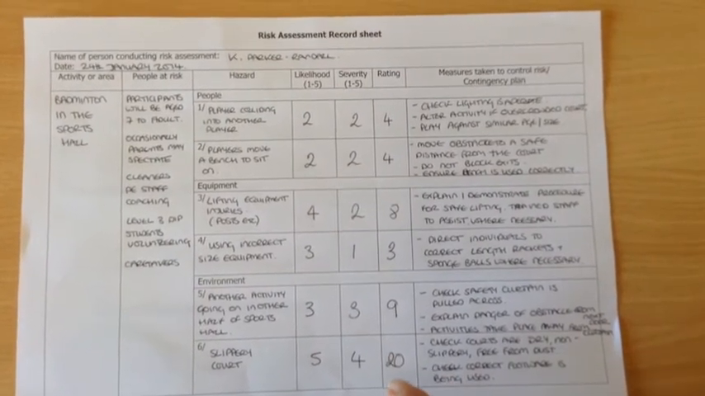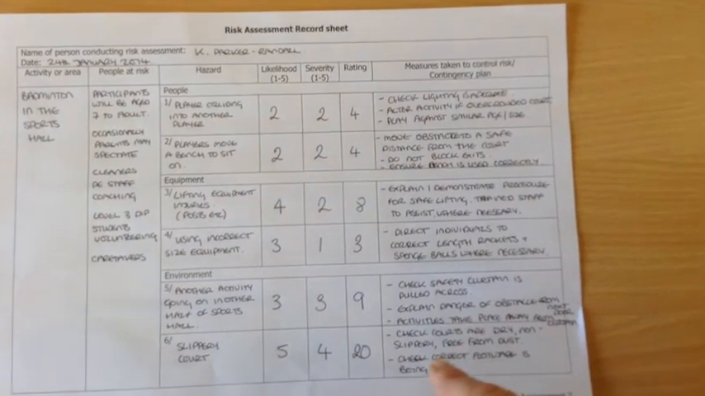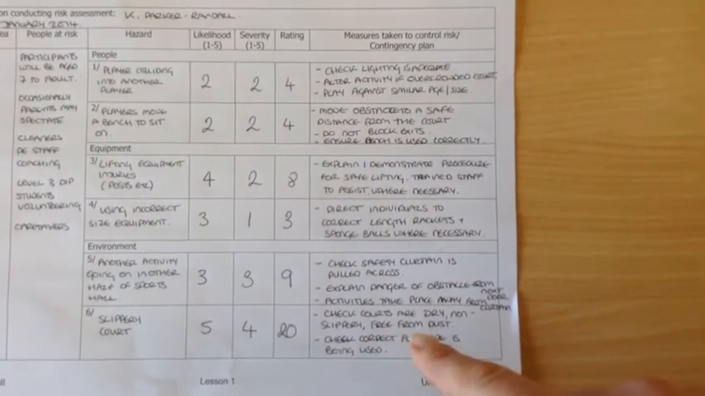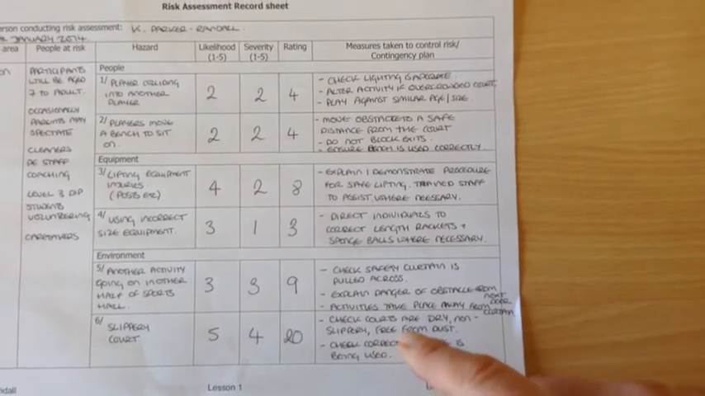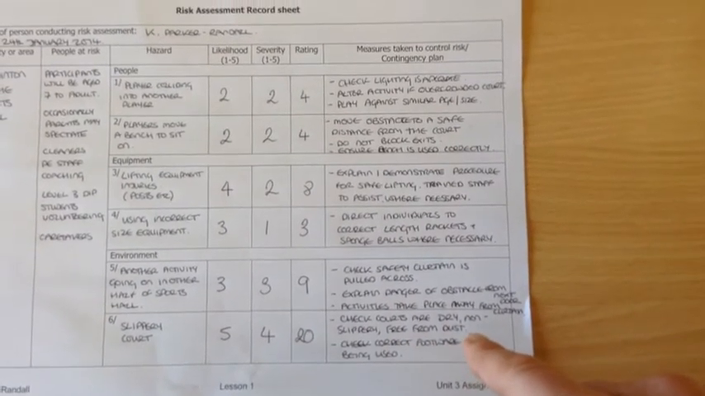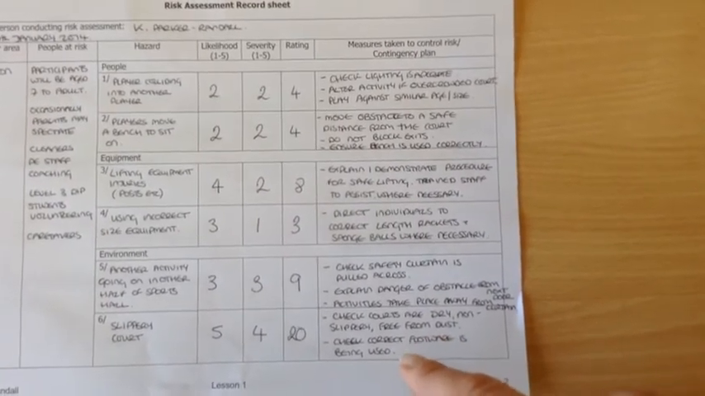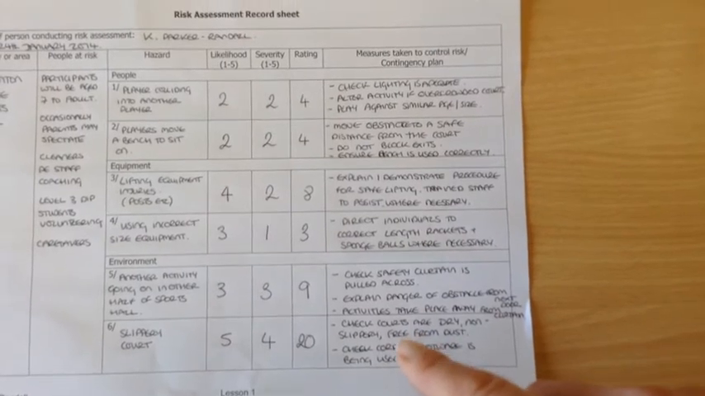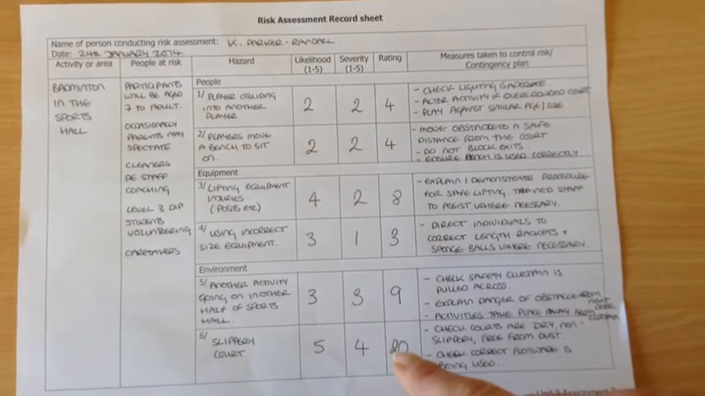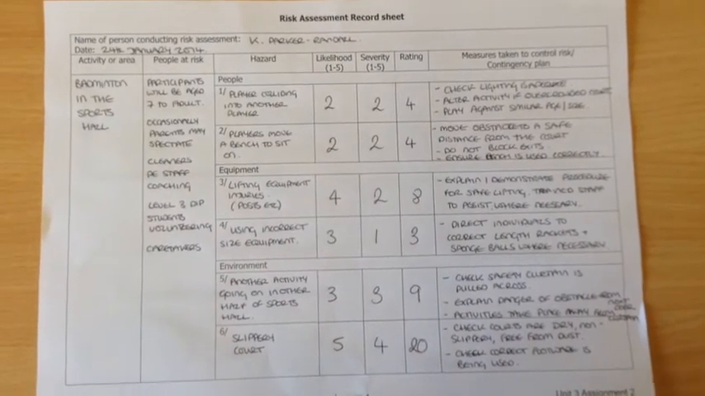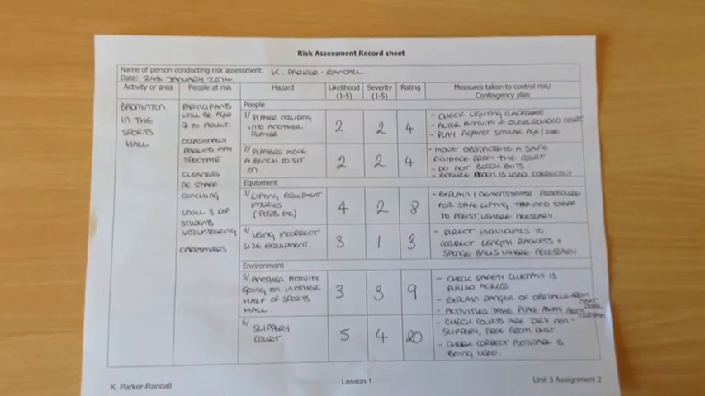At this risk rating, I would stop the activity. I would then put in place the following control measures. So I would check the courts are dry. I would check that they are not slippery, for example, free from dust. Then I would check that people have the correct footwear on. If I was satisfied with both of these conditions, I would be satisfied that this risk rating had dropped right down and that the activity could go ahead. That's my example of a risk assessment for badminton.